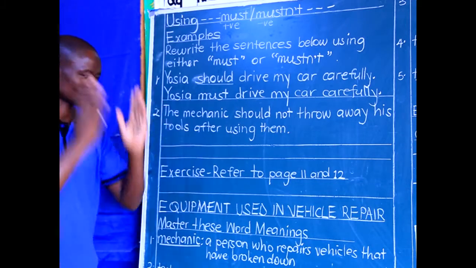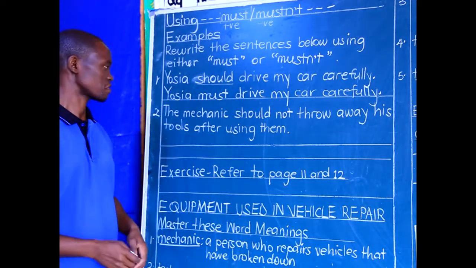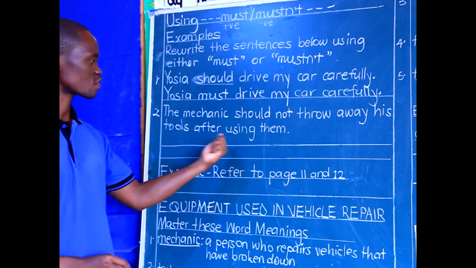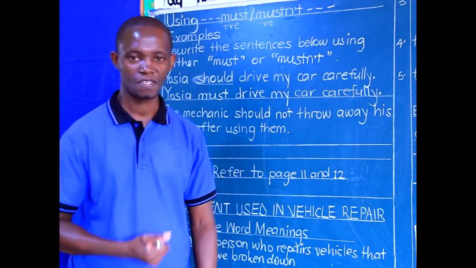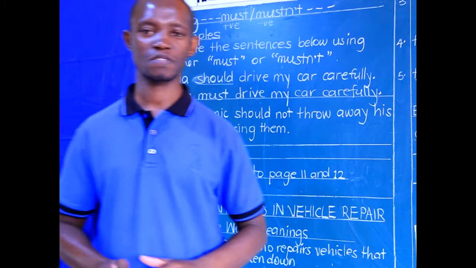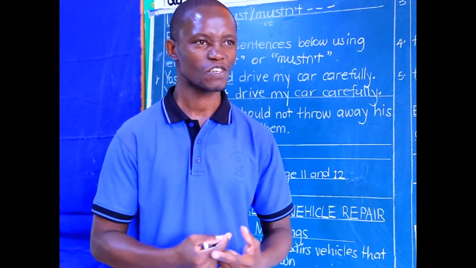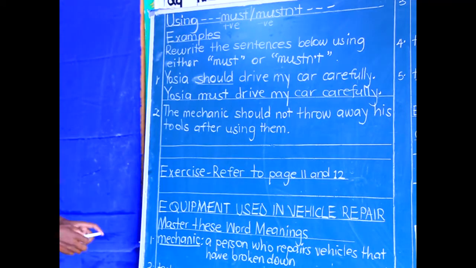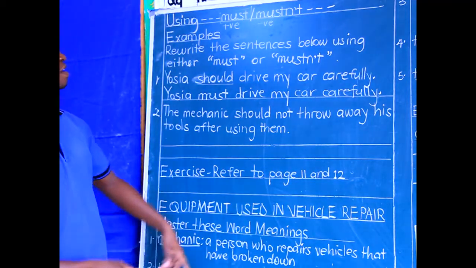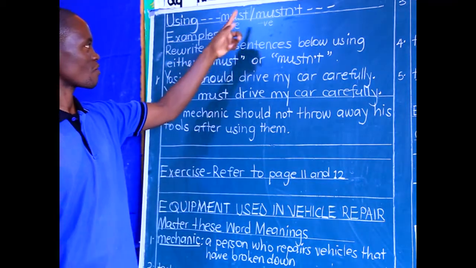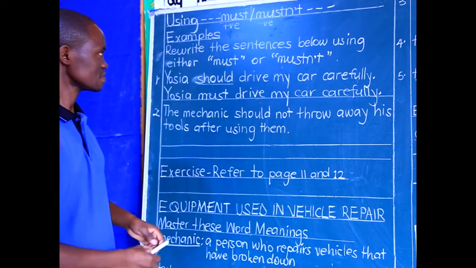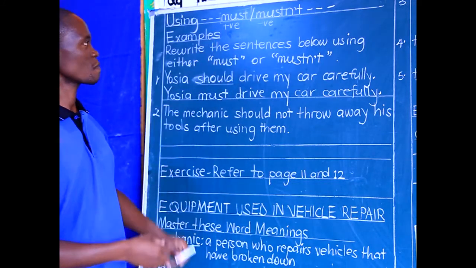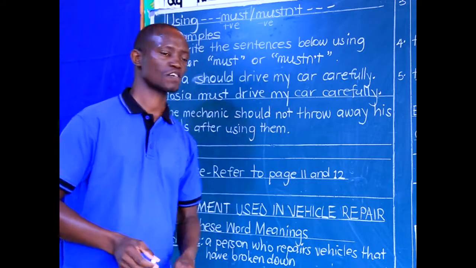Question 2, which should be our last example. Before I direct you to the activity, you're going to try. The mechanic should not throw away his tools after using them. Rewrite using either must or mustn't. The choice is yours to take this or this.